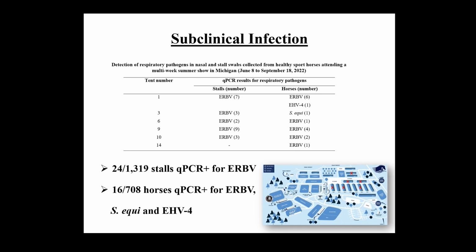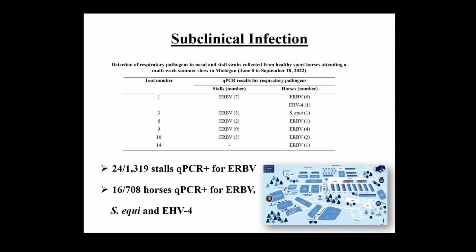We randomly selected 6 out of 12 barns, had consent from the trainers to then, in each of these barns, collect 20 nasal swabs from specific horses, as well as collect the environment on a weekly basis. So we ended with quite a large number of environmental swabs as well as a large number of nasal swabs.